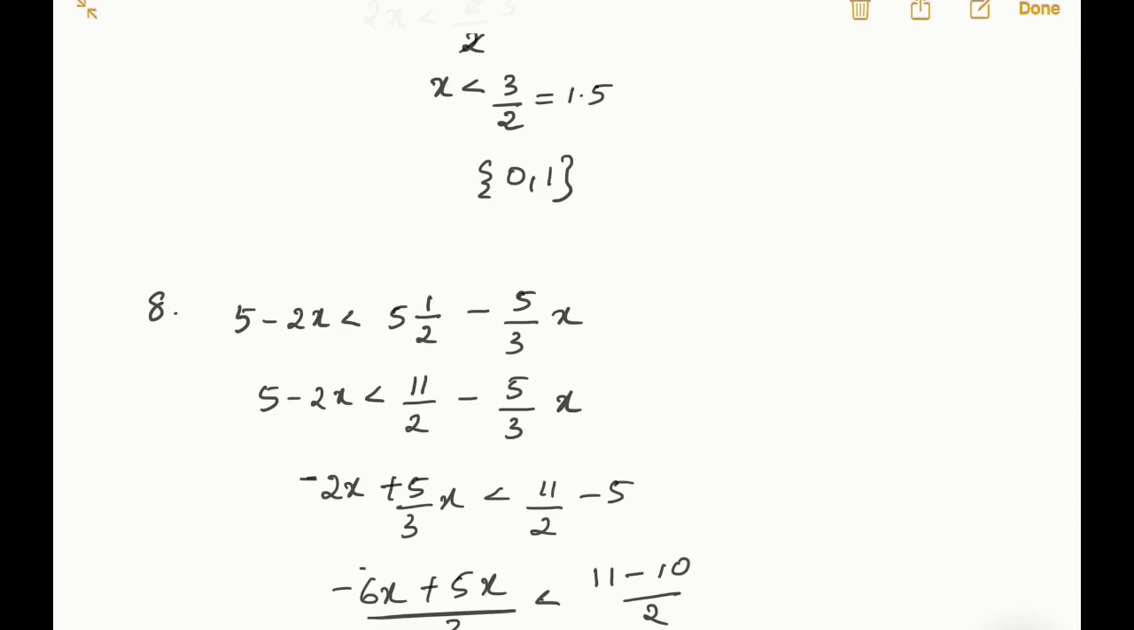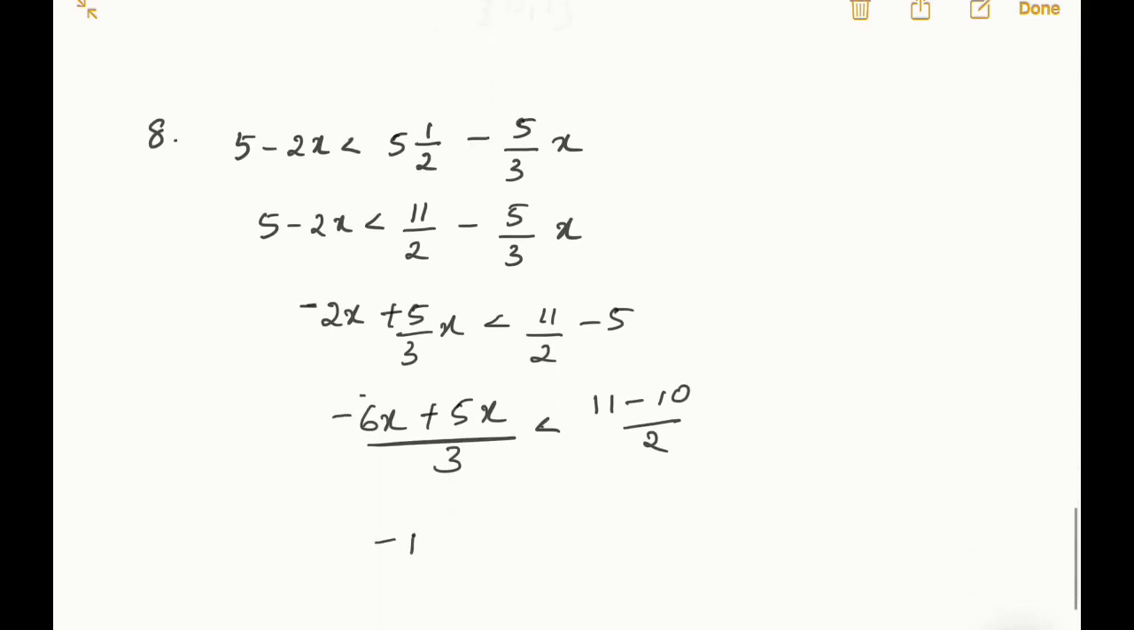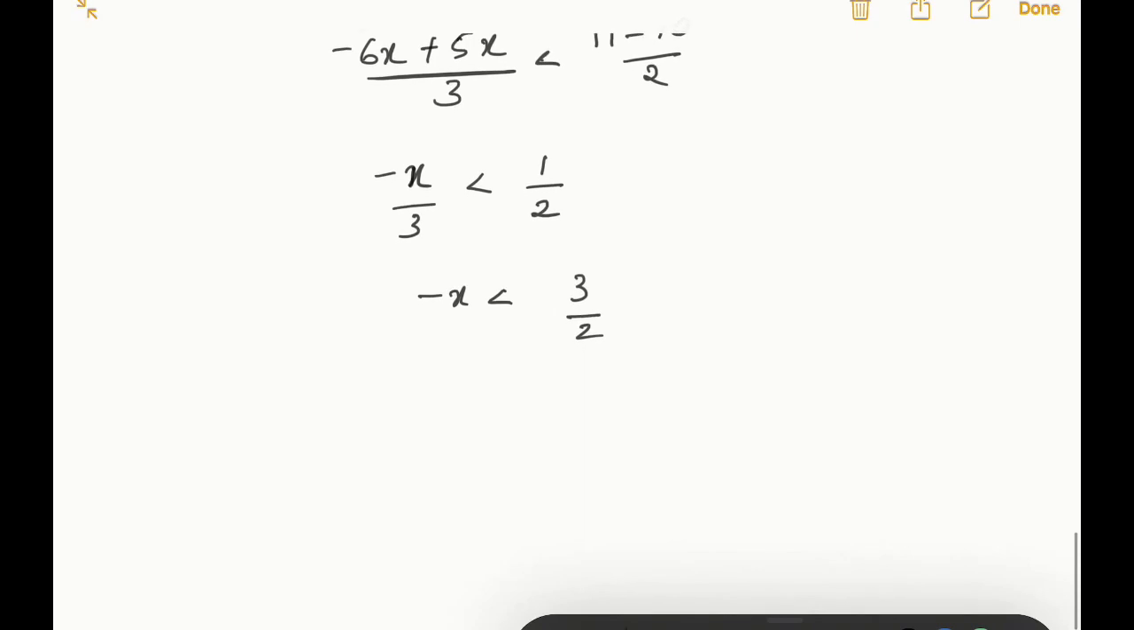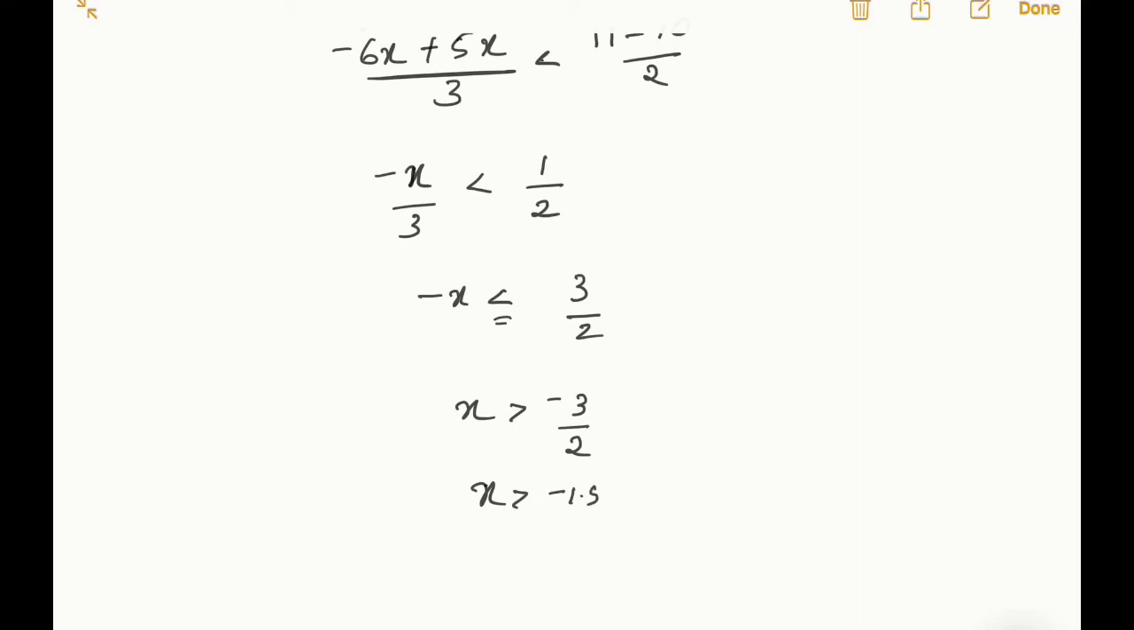Okay, LCM. So what do you get? Minus 1, that is minus x by 3 less than 1 by 2. Taking 3 to that side. Minus x less than 3 by 2, not minus, it's 3 by 2. Minus x less than 3 by 2. So, multiplying with negative on both sides to convert this negative, the inequality also changes. x greater than minus 3 by 2.